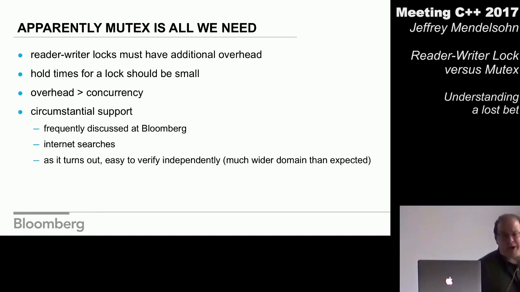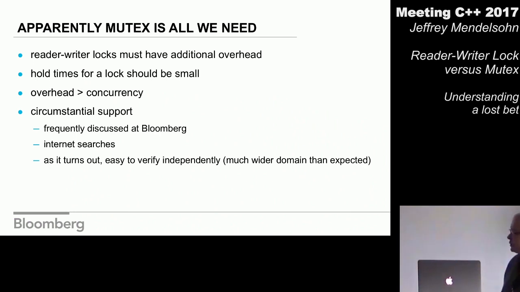Your hold times for a lock, regardless of what your purpose is, as a good programmer, should be very short. And this combination, this short hold time and this additional overhead, leads to the conclusion that if the overhead is greater than the additional concurrency, mutexes are better in all cases. This is not true. It's not better in all cases. But in a lot of common cases, in a lot of cases where you wouldn't expect that to be the situation, it is true, surprisingly.